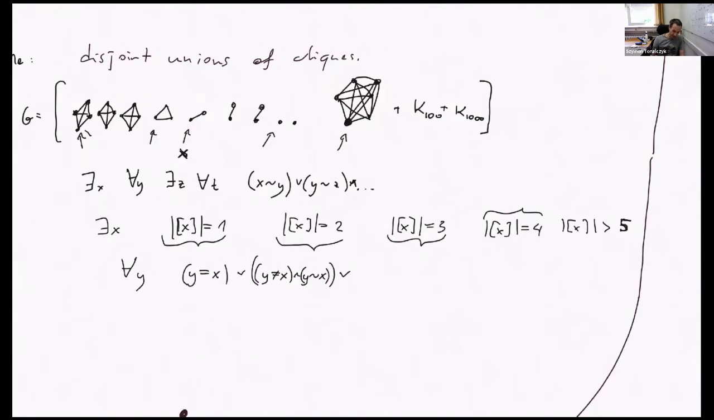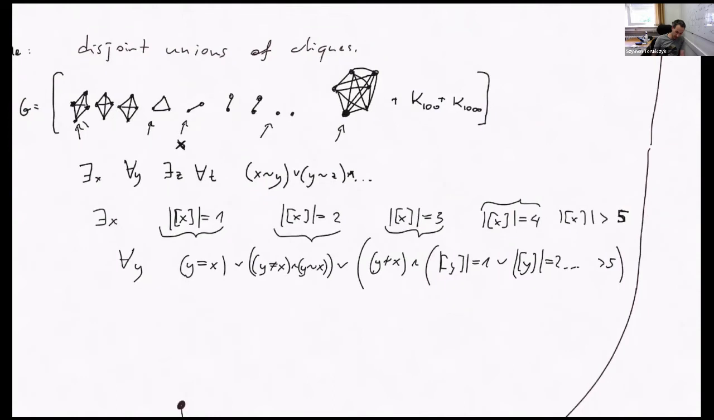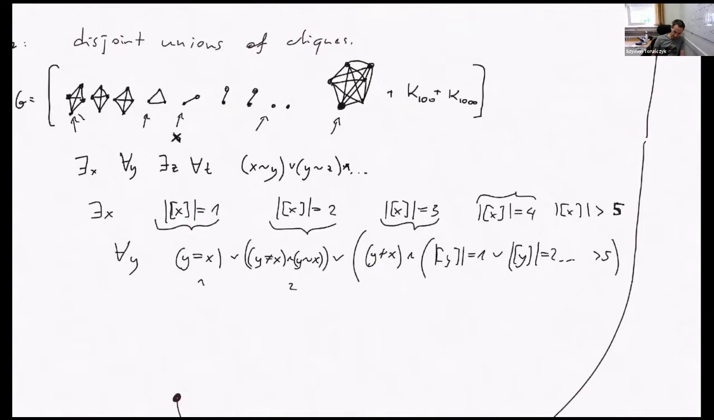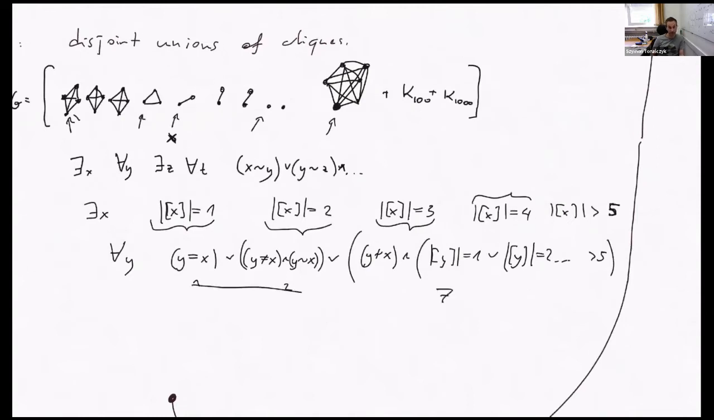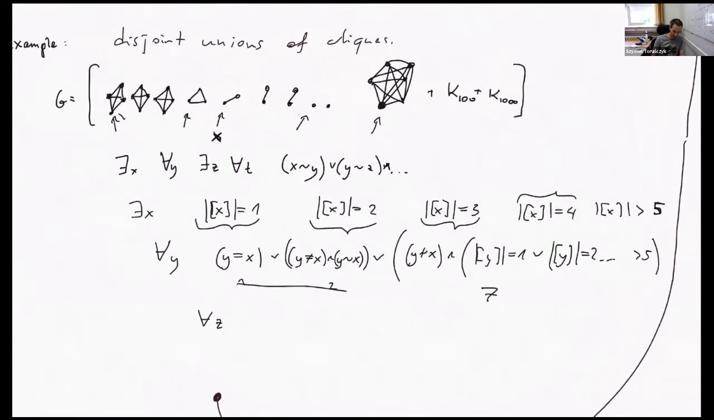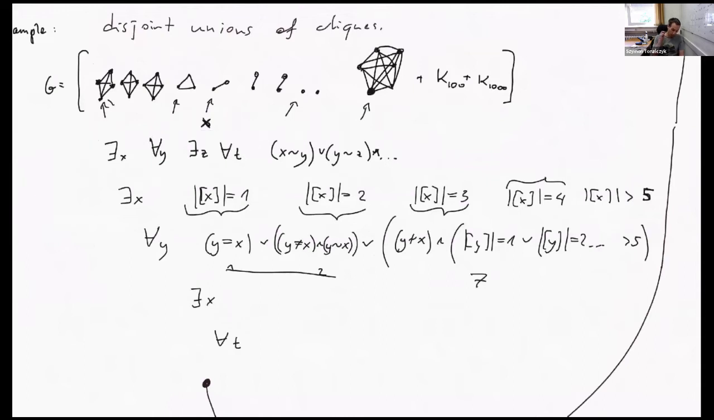And then the other options are that Y is not in the same connected component as X. Again, we have several options depending on the size of the connected component for Y. Either Y has a connected component of size one, or size two, or bigger than five. So again, we don't need to check 1,107 options for Y, we just need to check 1, 2, and maybe 5 over here. So altogether 7 possibilities for Y. And this continues in this way, with an exist X and for all Y. So for this specific formula, we could have done it in a much simpler way than the naive algorithm.